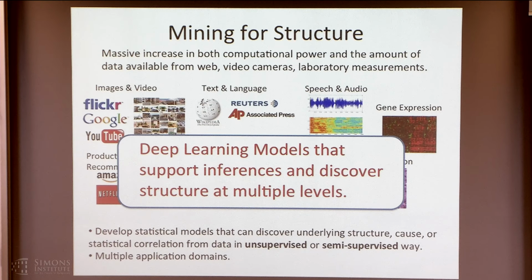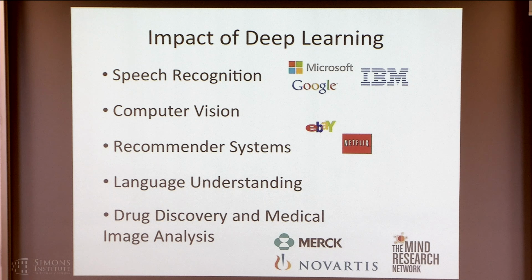One way of viewing these deep learning models is as hierarchical models: models that support inferences as well as discover structure at multiple levels of representation. And as I go through the tutorial, I'll try to make it a little bit more precise what I mean here. The impact has been quite strong.